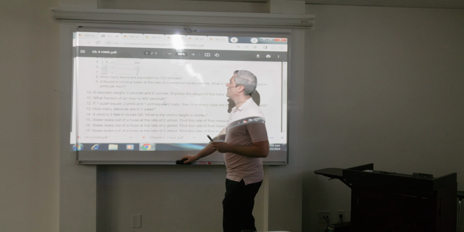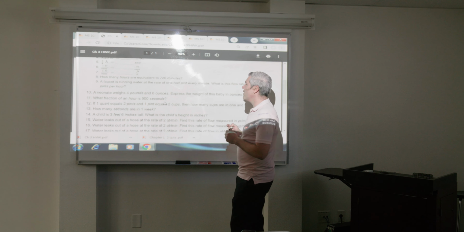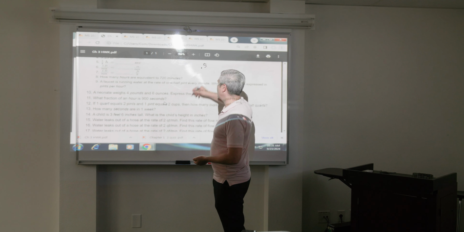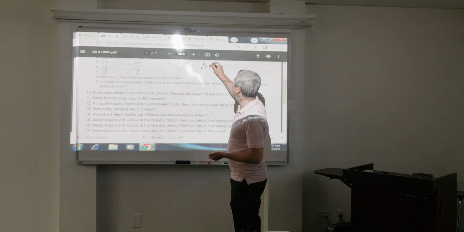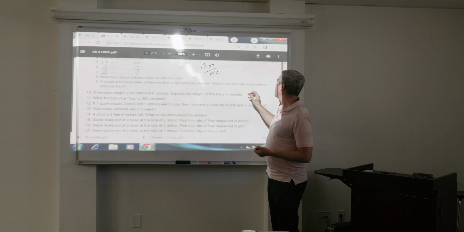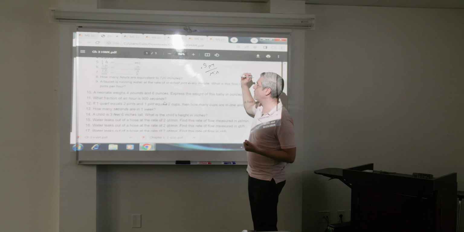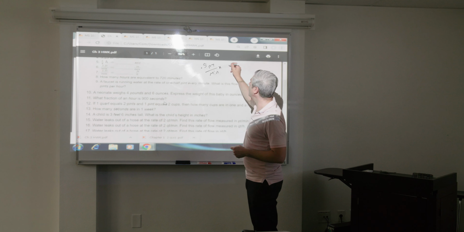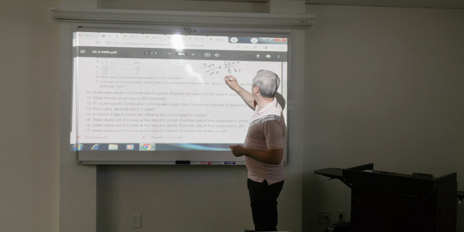It says a faucet is running water at the rate of 1/2 of a pint every minute. So we could do it like a fraction, you could do it like a decimal. So 0.5 of a pint per minute. That's how you write that unit. What is the flow rate expressed in pints per hour? So we don't have to worry about the pints, we just have to convert the minutes into an hour. So I'm going to multiply. I know that 60 minutes is equivalent to 1 hour. Well, just 1H, that way you don't get confused.